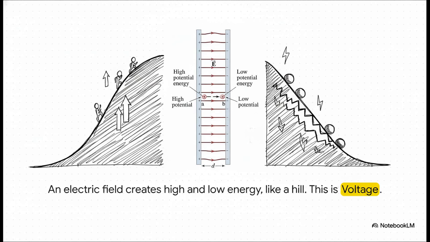And this is a fantastic way to picture that push. Imagine an invisible hill. At the very top, you've got a ton of potential energy, and at the bottom, you have very little. That difference in height, that slope, that is what we call voltage. It's the potential for something to start rolling downhill all on its own.